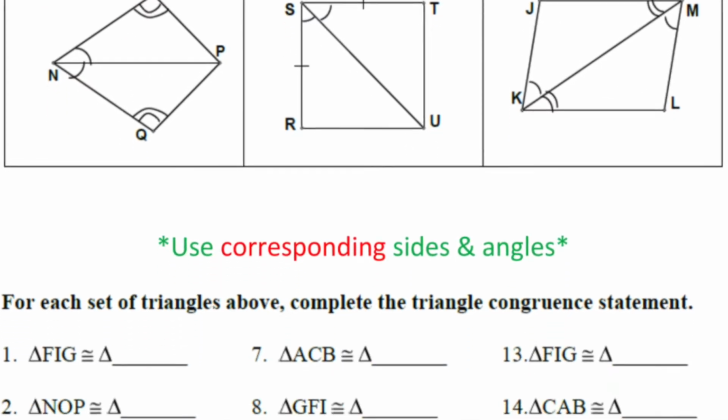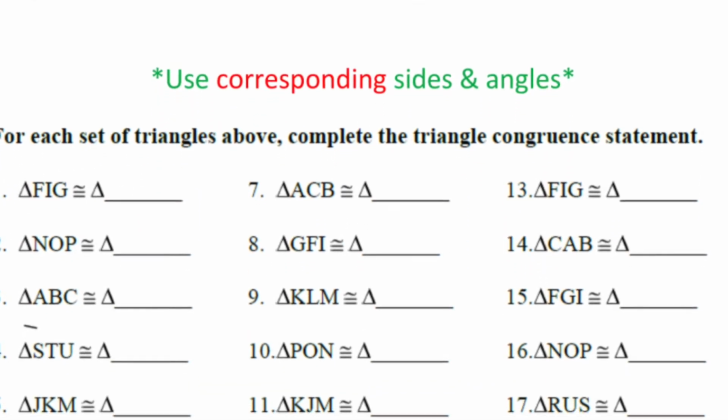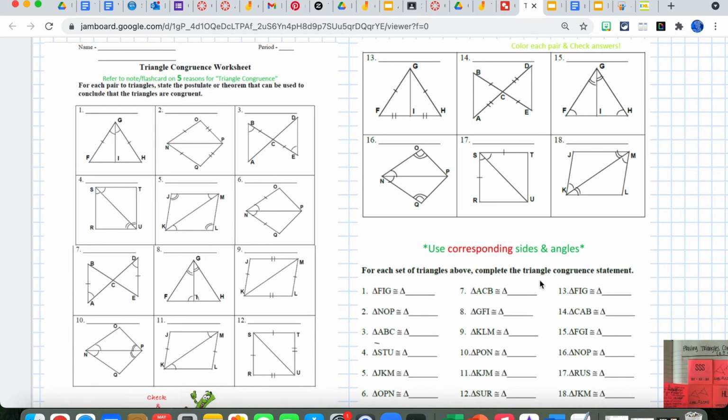Use corresponding sides and angles. Here we give you the practice to write the congruent statement. FIG is given, so we don't have a choice to name the first triangle, but you must name the corresponding matching triangle. Which one is corresponding to F? You're going to name that first.